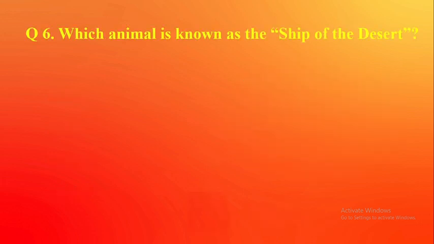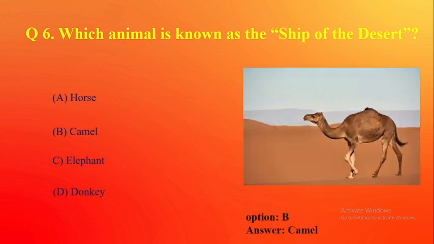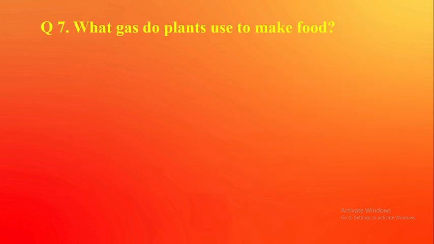Which animal is known as the ship of the desert? A. Horse, B. Camel, C. Elephant, D. Donkey. Here is your correct answer. B. Camel. Here is your seventh question.